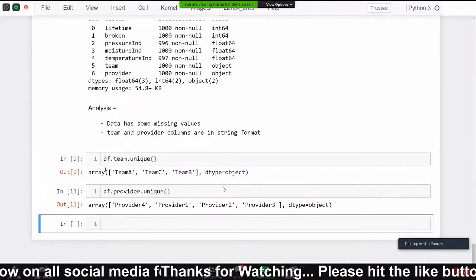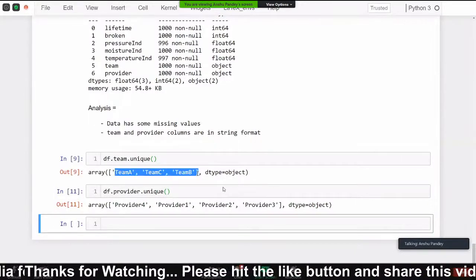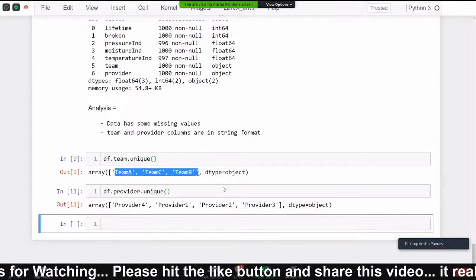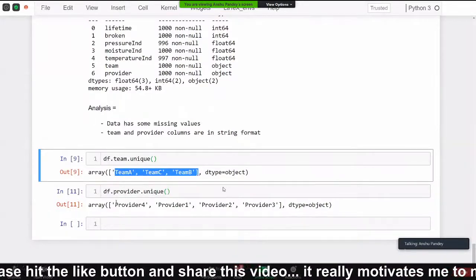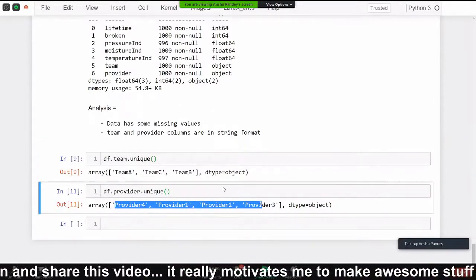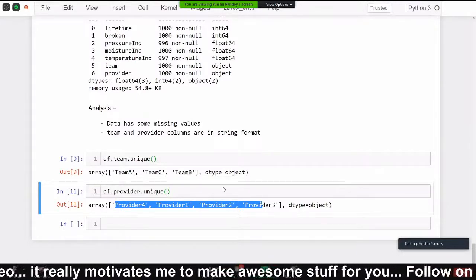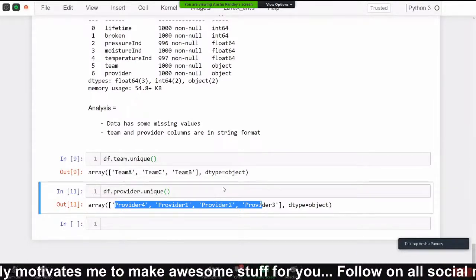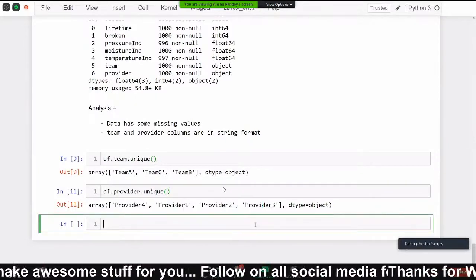So in team we have 3 values: team A, team B and team C. These are the 3 different teams operating all the 1,000 machines. They have 4 providers: provider 1, 2, 3 and 4. These are the vendors or manufacturers, possibly, who provide machines to the factory. So that sort of information we have, right?